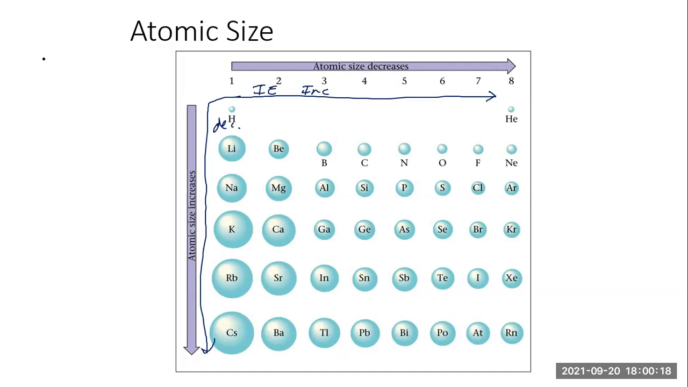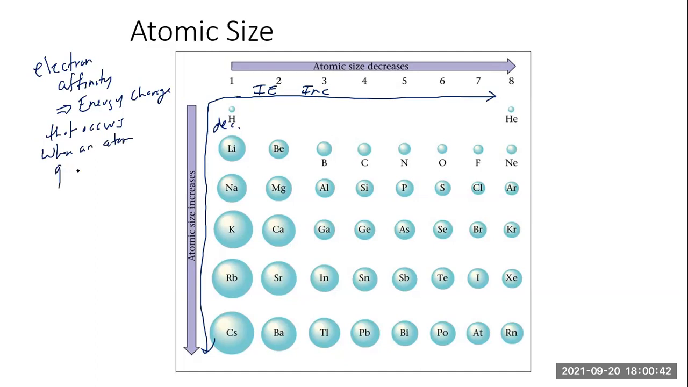Next is something known as electron affinity. Electron affinity is basically the energy change that occurs when an atom gains an electron. And electron affinity increases this way, and it decreases coming this way.